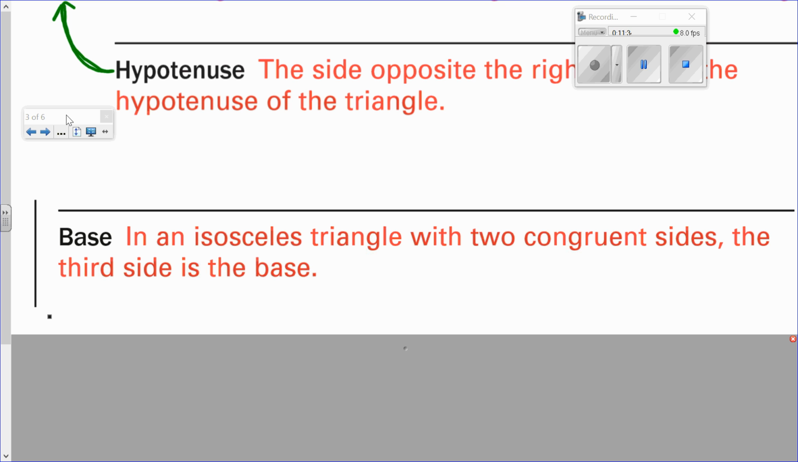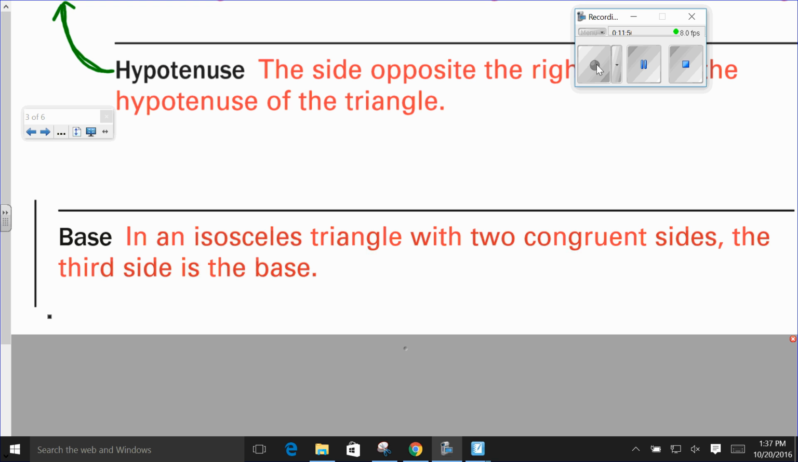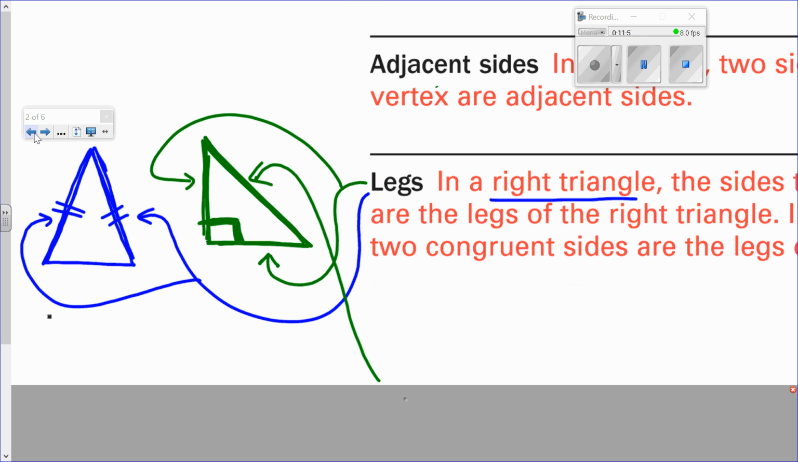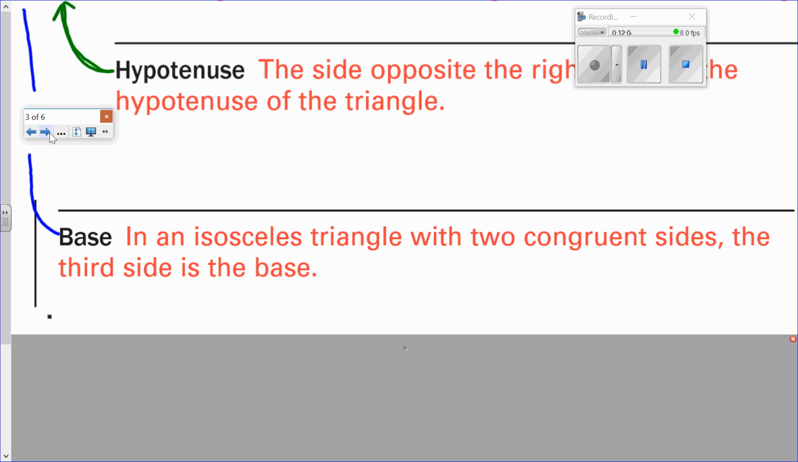In an isosceles triangle with two congruent sides, the third side is the base. That's pretty straightforward. So what I'm going to do on this one is just draw a line from the base up to that isosceles triangle we drew. This would be your base. So just straight to the base.